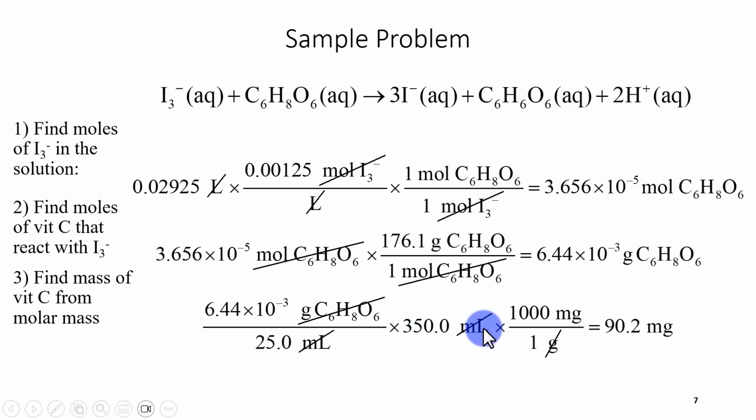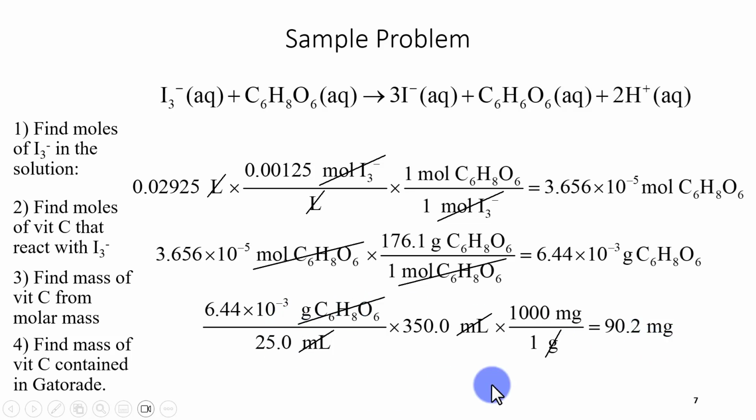What about 350 milliliters? What is the total mass? So I take 6.44 times 10 to the -4 grams of vitamin C in 25 milliliters times the total volume of 350 milliliters. The milliliters cancel, leaving me with grams, but it asked in milligrams, so I multiply by 1,000 milligrams per gram. My grams will cancel, leaving my answer in milligrams. So I will take 6.44 times 10 to the -4, multiplied by 350, multiplied by 1,000, divided by 25, giving me 9.02 milligrams. So this is the mass in milligrams of vitamin C that is contained in 350 milliliters of Gatorade.